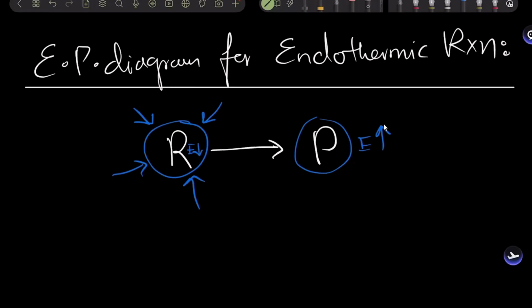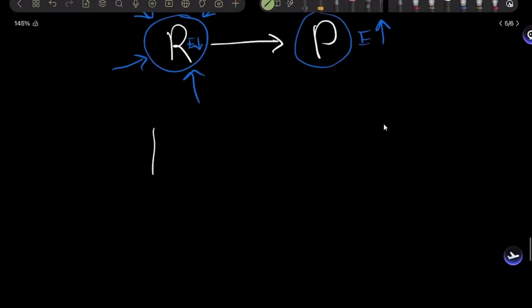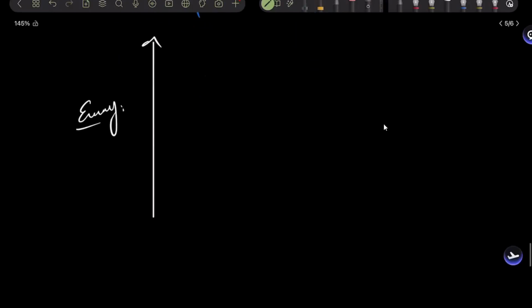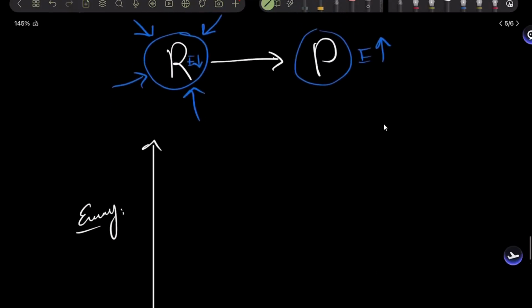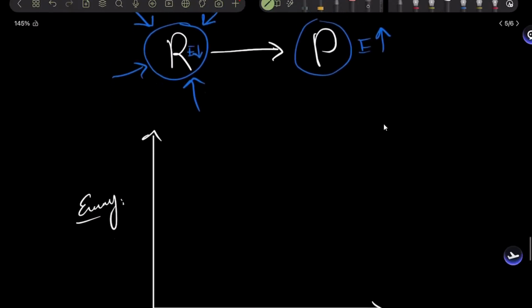So let's draw an energy profile diagram for this now. I'll draw energy on the y-axis and label it. And then on the x-axis, I'll make the path of reaction, the progress of reaction. Which line do I draw first? There are two flat lines. The first one is for reactants. The second one should be for products.